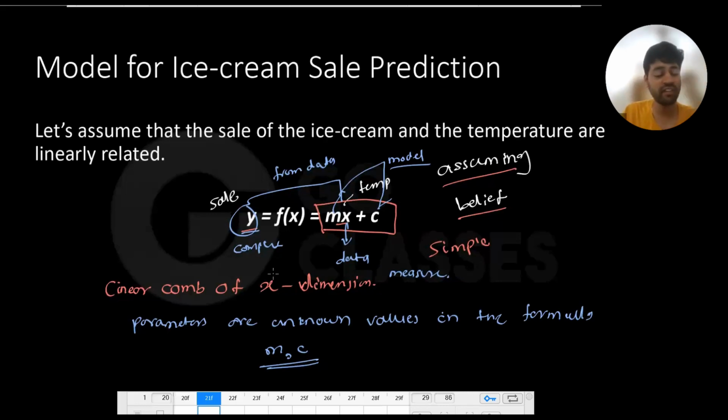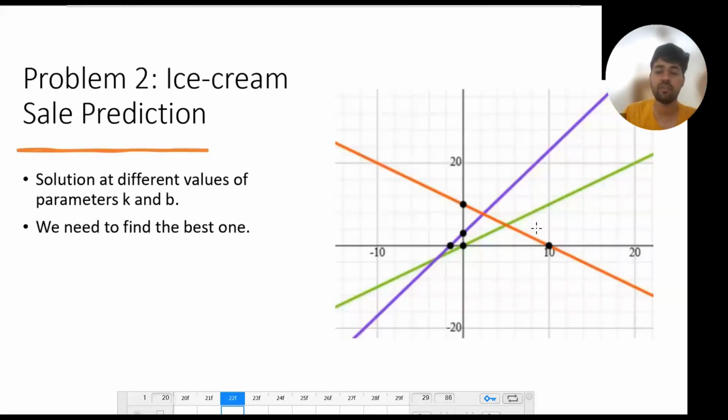Okay, so what can be the easiest thing that we can do here? There are all possible values of m comma c. Different values of m comma c will give you different lines. And we have 2 points, right? Indeed, we have 2 points with us.